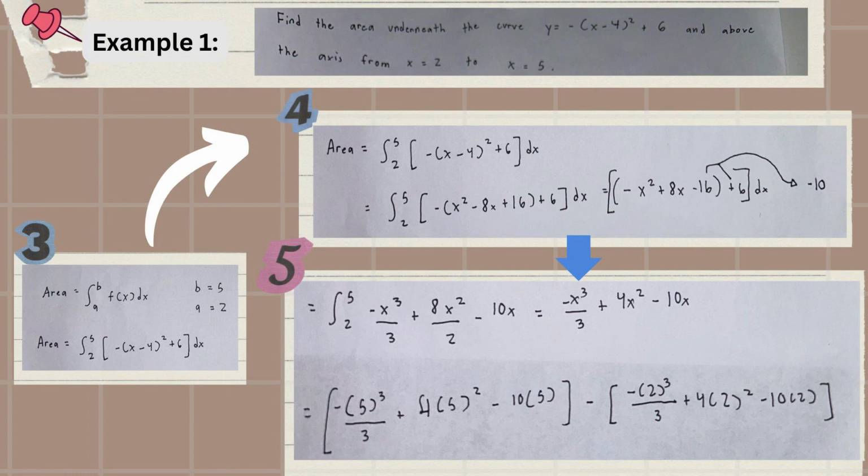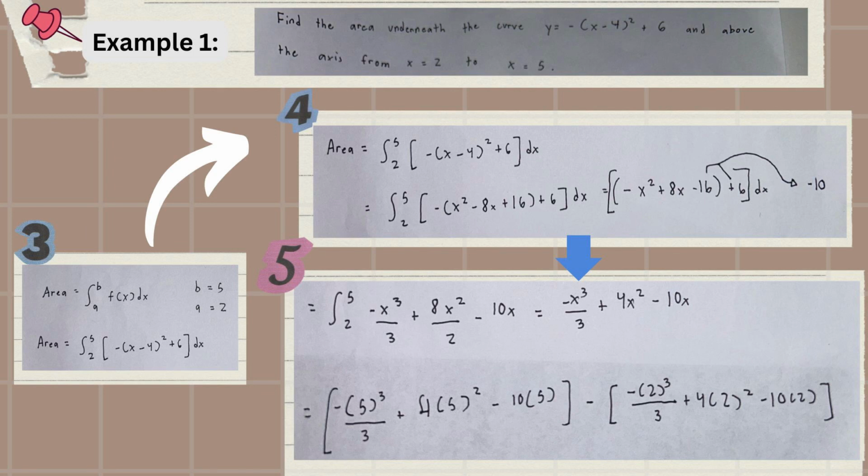Then as we further simplify, we're going to distribute the negative sign into the equation. So it will become negative x squared plus 8x minus 16 plus 6. Negative 16 plus 6 turns into negative 10. So now we go into the fifth step. We find the antiderivative. So it becomes negative x cubed over 3 plus 8x squared over 2 minus 10x. And we simplify 8x squared over 2 into 4x squared.